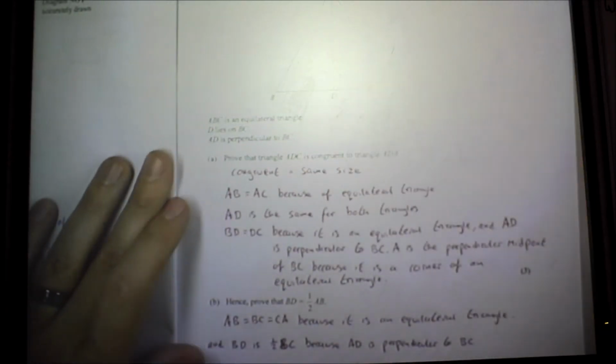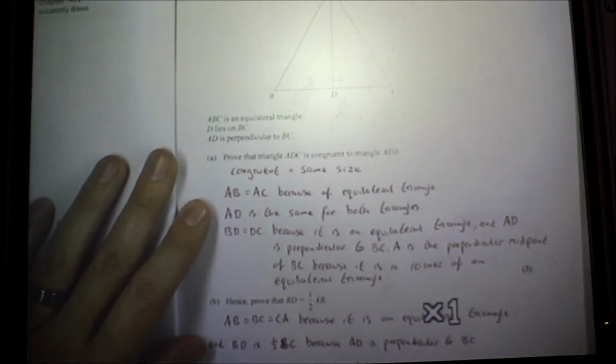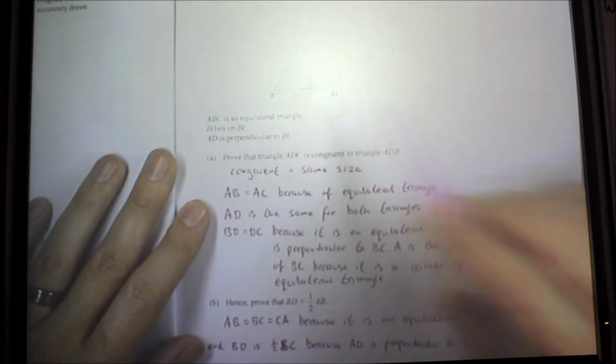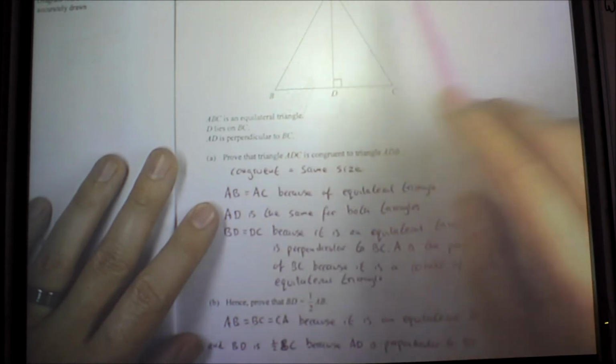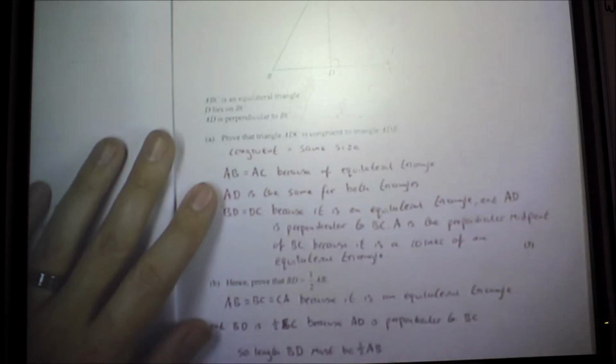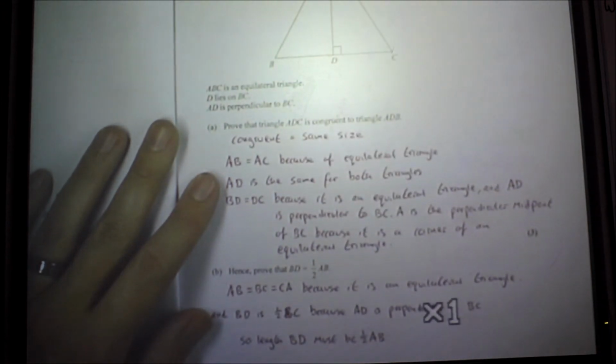Here you go. Question number 17. ABC is an equilateral triangle, so ABC is equilateral. D lies on BC, and AD is perpendicular to BC. Prove that triangle ADC is congruent to triangle ADB. Congruent means the same size. That's something you've got to know to start with.